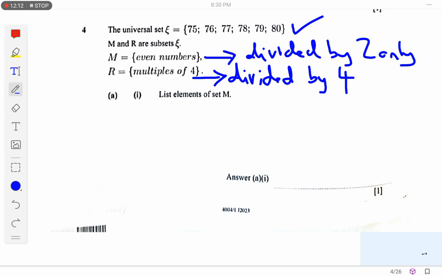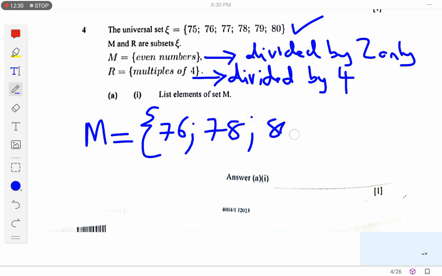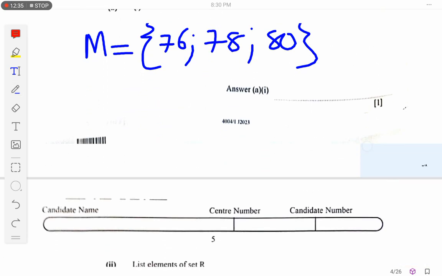So the first one is saying list elements of M. So I can say my M is going to be elements divided by 2. I can have 76, 78, and 80 there. Okay, so let's write those. So it's going to be 76, 78, and 80 like this. So these are the elements. We are done. Let's move on to the next one.